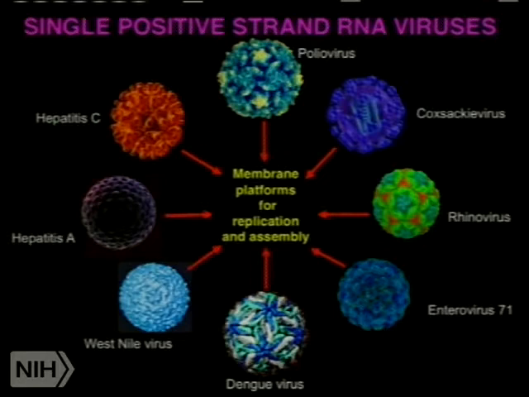So my approach to this question really focused on this process. Remarkably, all of these single positive strand RNA viruses, and here I'm just listing the ones that infect humans, though many infect animals and plants, all depend on membrane platforms for replication and assembly. These membranes are provided by the host. They can be the plasma membrane, the endoplasmic reticulum, the nuclear envelope, the Golgi, the TGN compartment, endosomes, or lysosomes. It varies. Not much, but there are variations, and I'll show you examples of that.